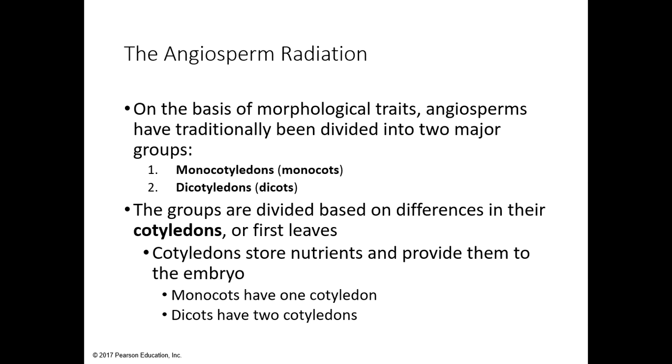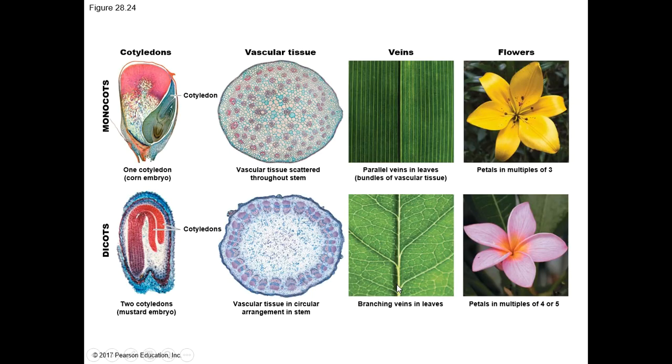So if we look at morphological traits and things that we can observe on the angiosperms, we divide them into two major groups, so the monocots, or the monocotyledons, and the dicots, or the dicotyledons. And this has to do with differences at the microscopic level with the cotyledons, or the first leaves that are produced after these things start to grow. So cotyledons store nutrients, provide them to the embryo. So in monocot species of angiosperms, they only have one cotyledon, and dicots in this early stage have two cotyledons.